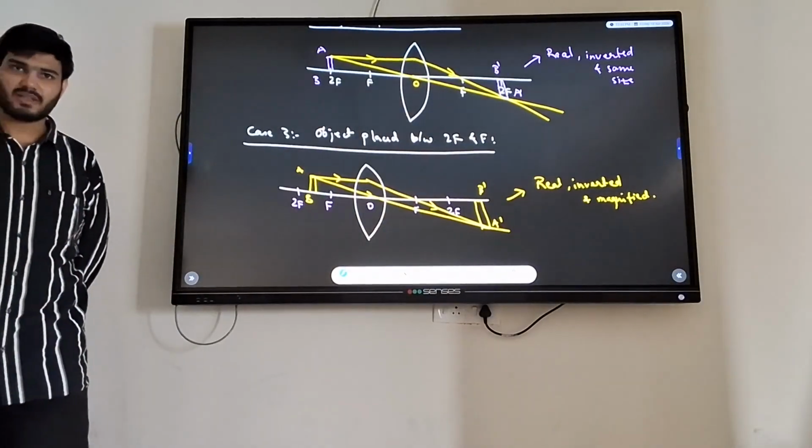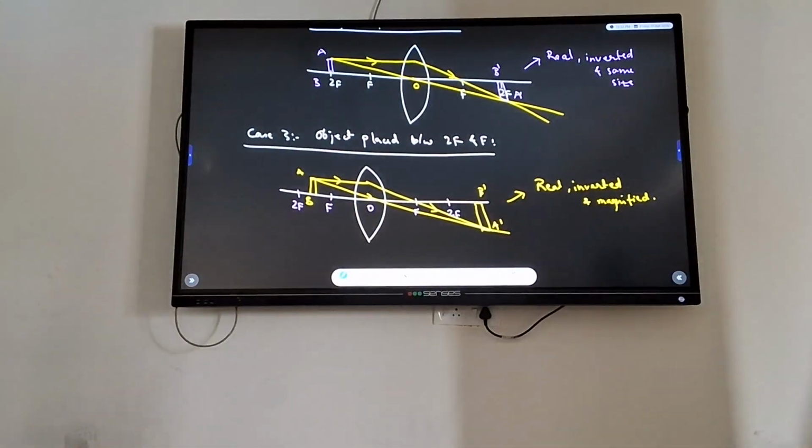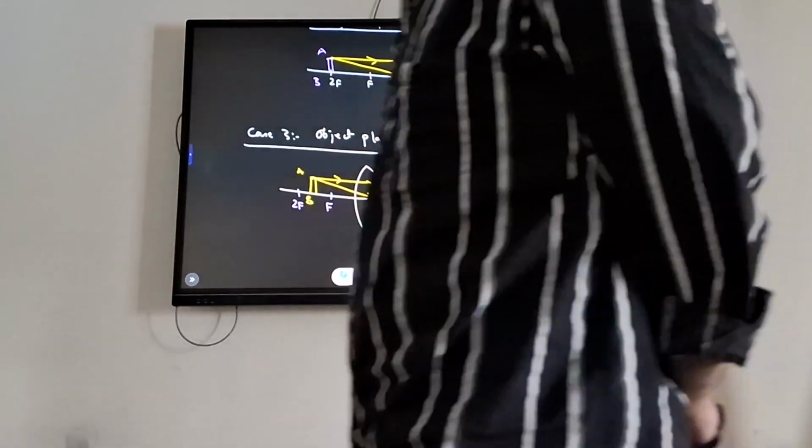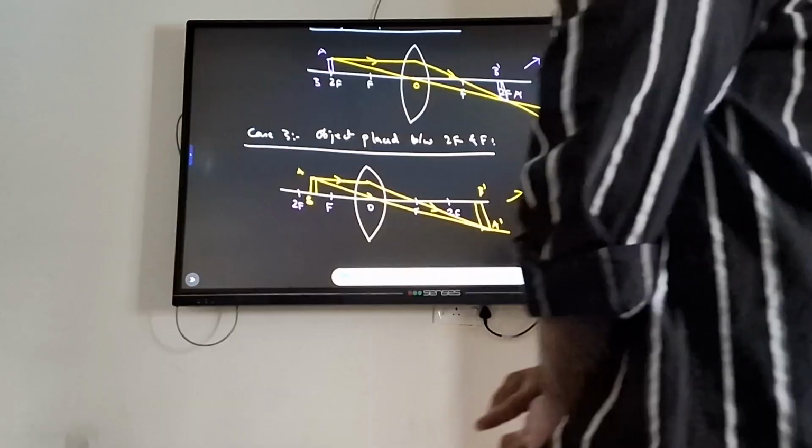Should I wait for some time? Yes, wait 2 more minutes. And I'll start with case number 4. Sir, case 2 is object placed on 2F and image at 2F. You can put F as 2 centimeters and 2F as 4 centimeters, and you will get the answers more simply.